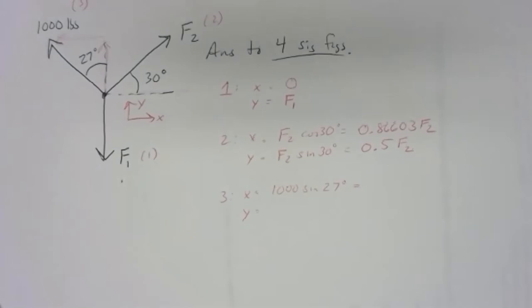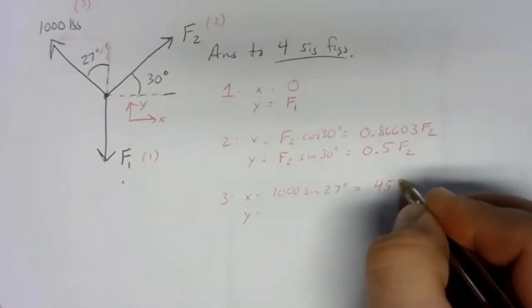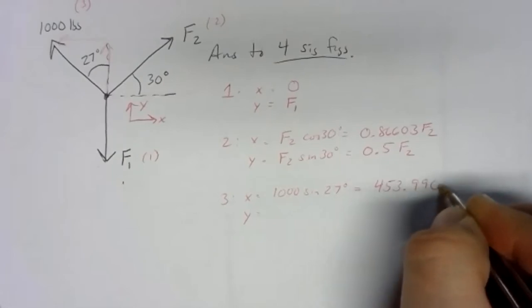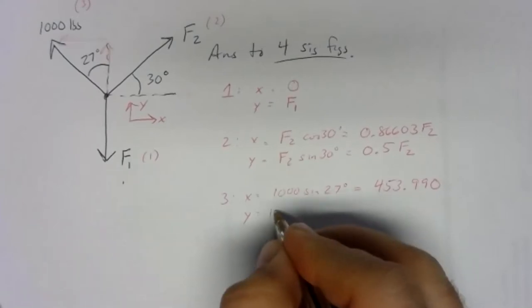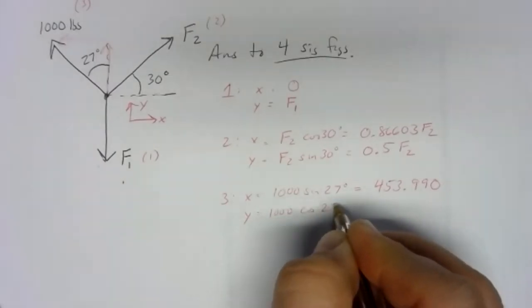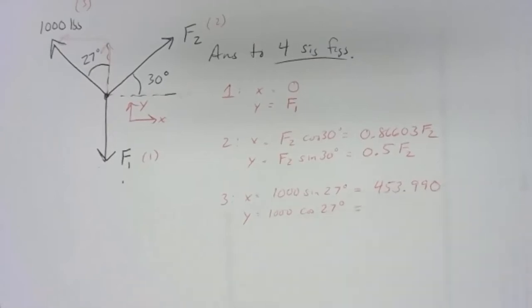And since we want 4 good sig figs in our final answer, we're going to keep 6 in anything we round. So to round that out, I get 453.990. And then for y is our adjacent side. Adjacent goes with cosine. So 1000 cosine 27 degrees. And that's 891.007.